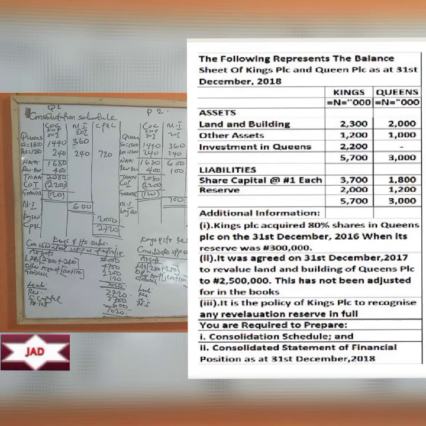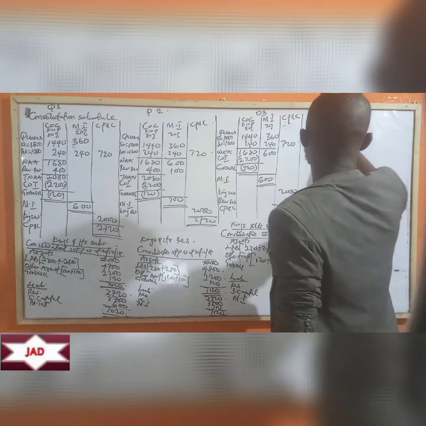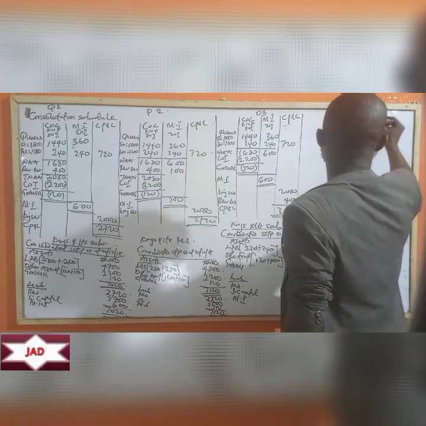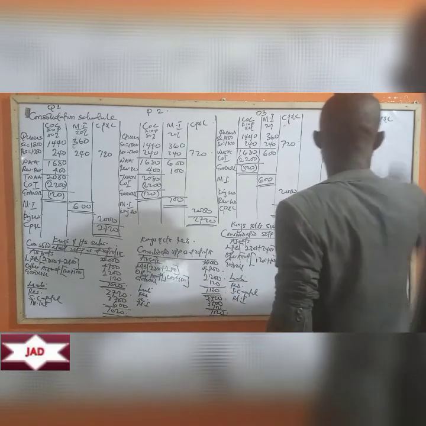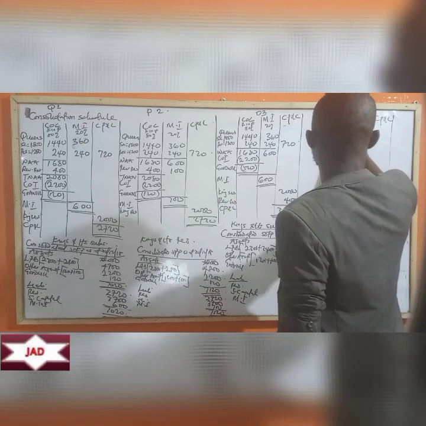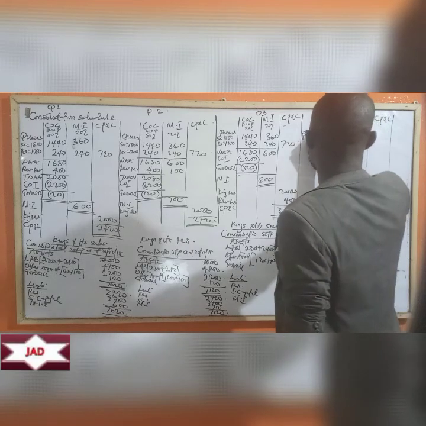So here we can see it's the same question, fully representing the King's PLC, only that they now said that it's the policy of Kings to recognize any revaluation reserve in full. Of course, it's happening after acquisition. So this is question 4. Still cost of control, minority interest, C, P, and L. This is Kings and Queens. This is 80%, of course, 20%, right? So we have Queens.